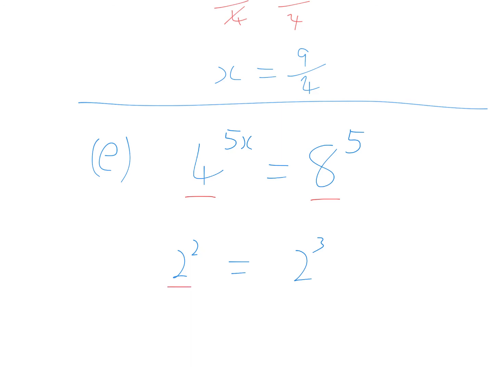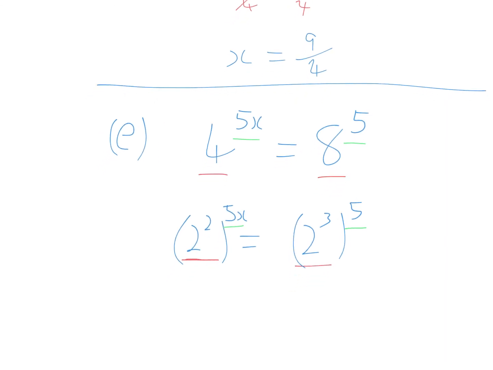Now what I've done here is I've replaced 4 with 2 squared and 8 with 2 cubed. But I still have to remember the old powers as well, our 5x and our 5. So 5x is going to come down here, and 5 is going to come down here. Our old power and our old power. Again, these values are still the same. 4 is the same as 2 squared and 8 is the same as 2 cubed. I'm just writing them in a different way.